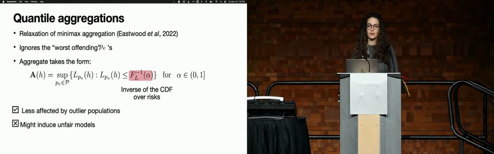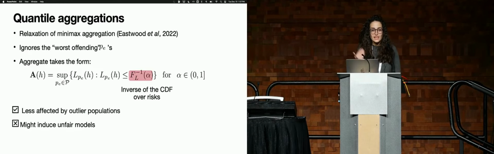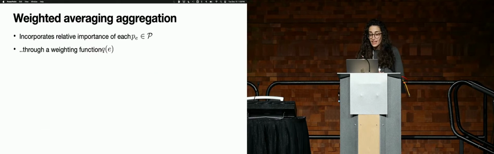The not so nice thing about this is that the distributions that you're cutting out, the distributions that you're throwing out, the ones that have the worst risk, might correspond to underrepresented populations that we want to make sure we're treating fairly. So this type of aggregation might induce unfairness or unfair models by some definitions of unfairness.